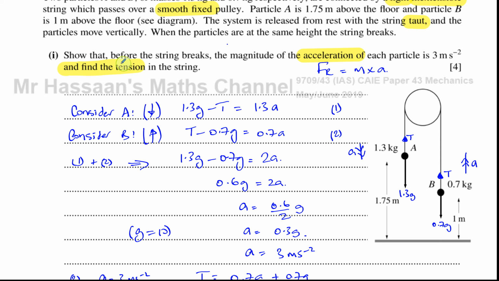Like before the string broke, basically. So the system was released from rest. What's the acceleration and the tension in the string? If the situation is like this, then part 2 is about the string breaking.